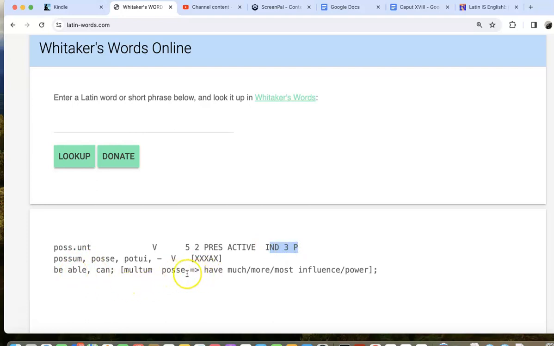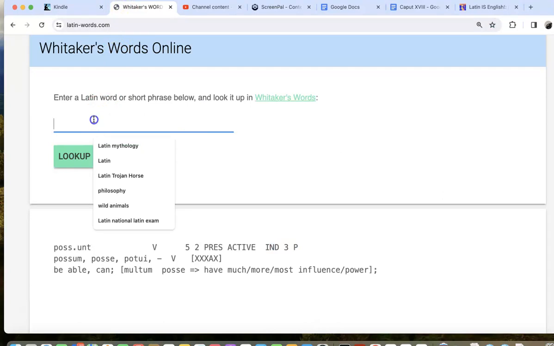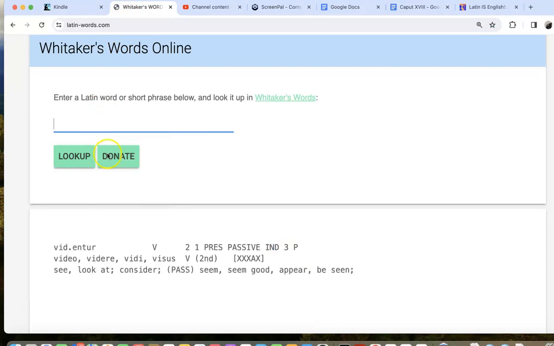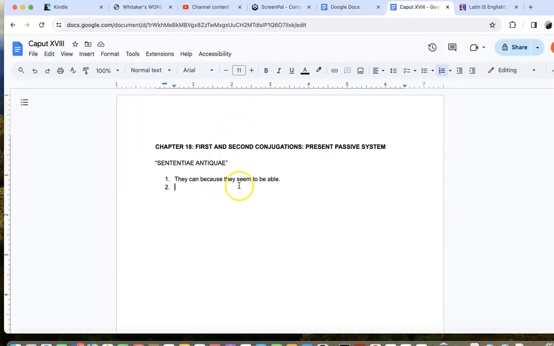Here's another note as well. You can either translate this as they are able or they can. Quia means because, and then here's our passive, videntur. So if we pull this up in Whitaker's Words, you can see it gives us the present passive indicative third person plural. And then the passive meaning is seem or appear. So you could as well write, they can because they appear to be able.